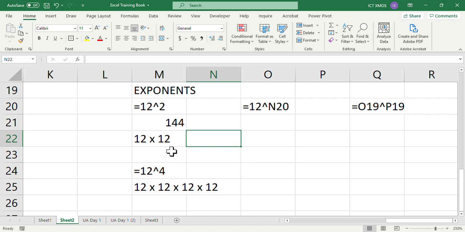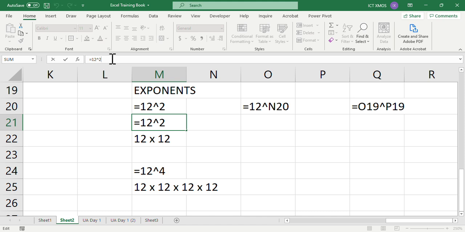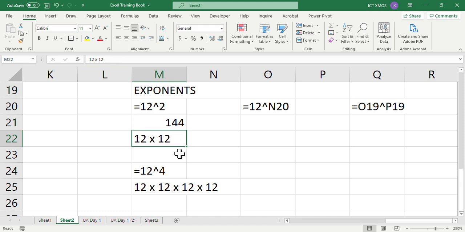Okay. So for this one, you just need to enter the value. Once you press equal to 12, the exponential sign, 12 raised to power 2, just put the rate there, enter it, and you get the result. Straightforward. That's 12 times 12.